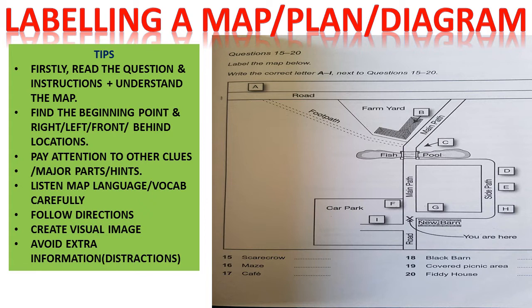Here the speaker said beside the side path. As you can see, there are 4 locations beside the side path: 1 is inside, 3 outside. He also said that which is opposite to the new barn. And you can see on the map there is only one location, G, which is opposite to the new barn. So for question 16, maze, its location is G.